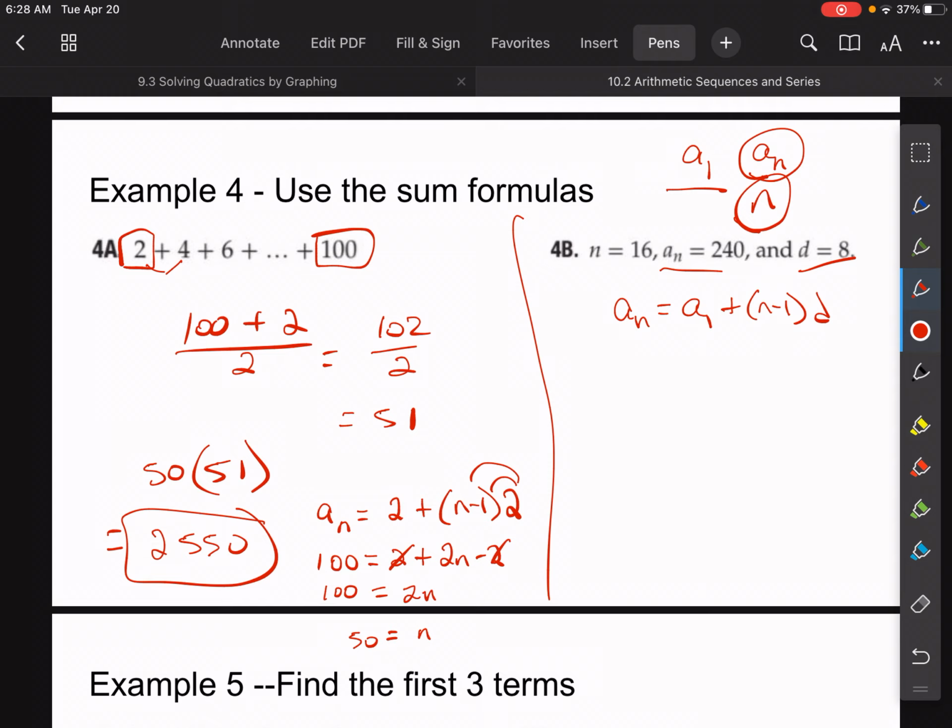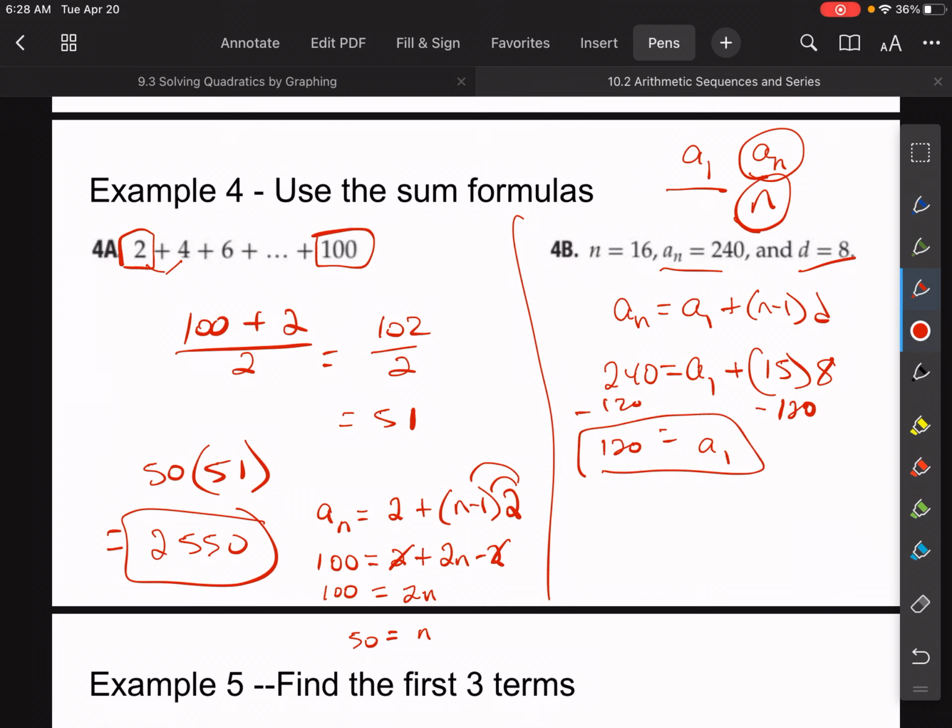Plug in what we know. an is 240. I'm looking for a1. I know that n is equal to 16, so this will be 16 minus 1, which is 15. And I know d is 8. Okay, so then I know that a sub 1 is equal to, if I do 8 times 15, 8 times 15 is equal to 120. So if I subtract that from both sides, I know that a sub 1 is equal to 120. All right, so 120 is a sub 1.